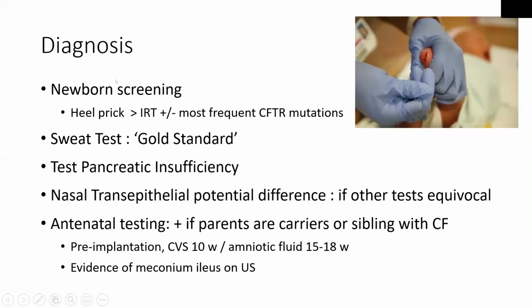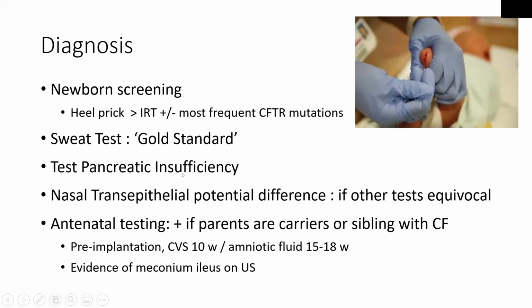So diagnosis of CF is done by many methods. Newborn screening in countries that implement screening is done by a heel prick test and a dry spot of blood on a Guthrie card. Usually IRT, or immunoreactive trypsinogen, is measured. It is a precursor of trypsin and it is increased in the blood of newborns with pancreatic disease. And in some countries, they also screen with the most frequent CFTR mutations. Sweat chloride later on in life is still considered the gold standard for diagnosis.